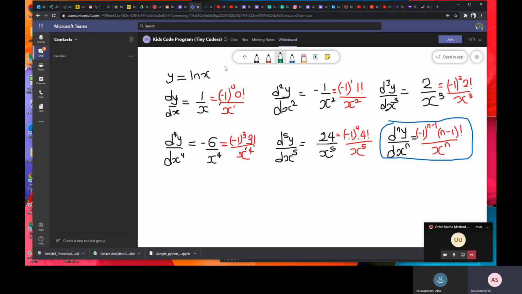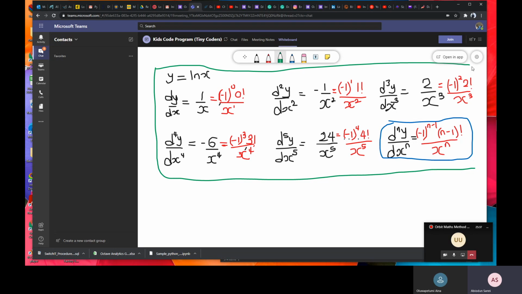So you are able to solve the nth derivative of ln x. But it's going to get complex when you have product functions, and you might not really be able to do this. But if you know the basics of y equals ln x, I will talk about one other shape function. So let me see.